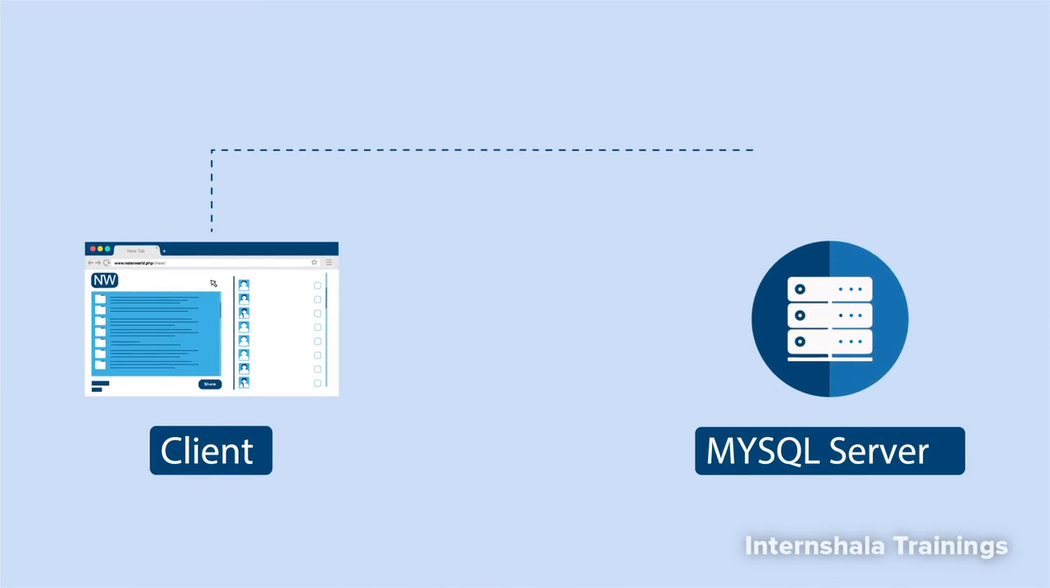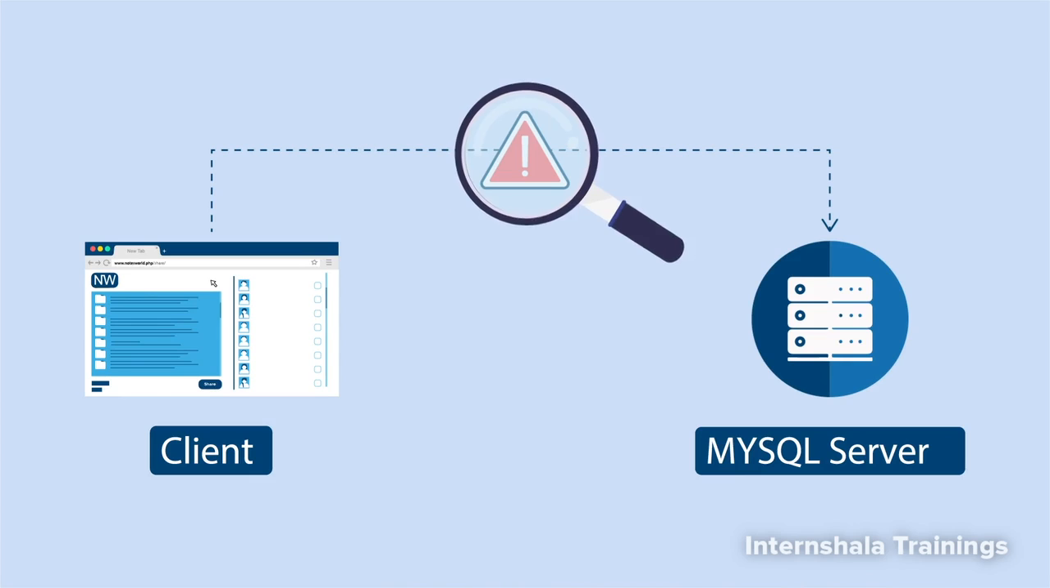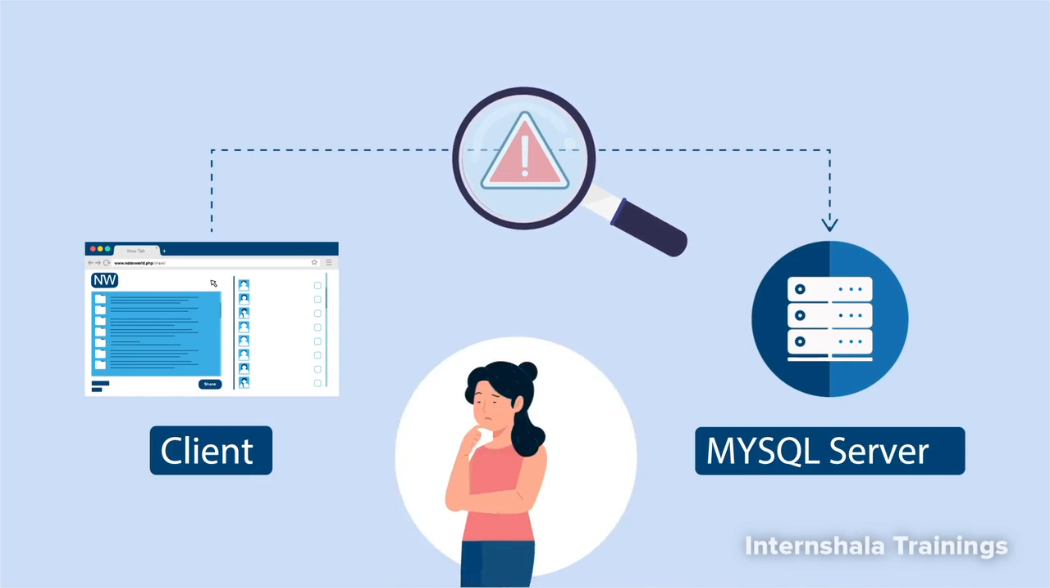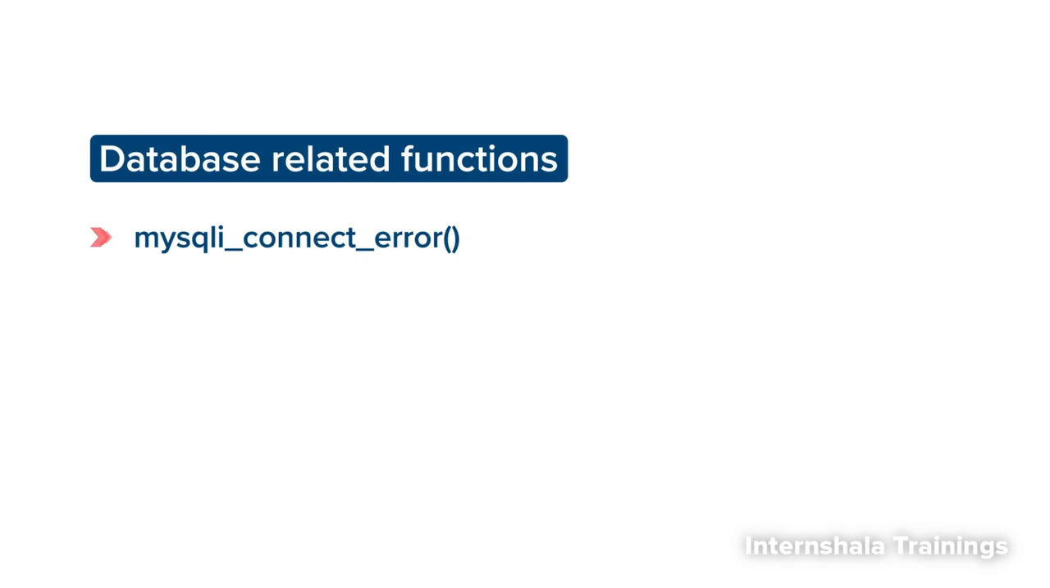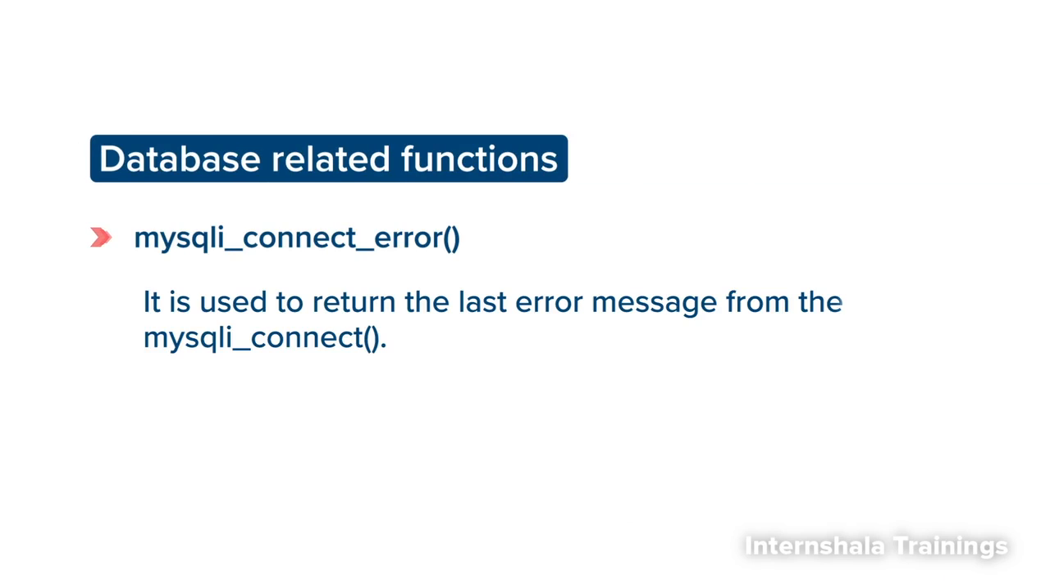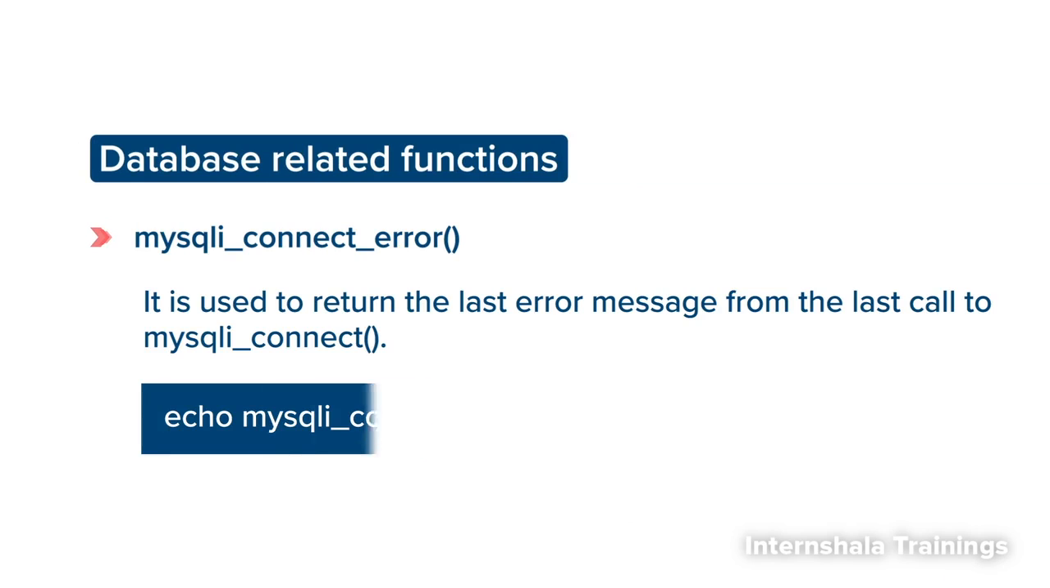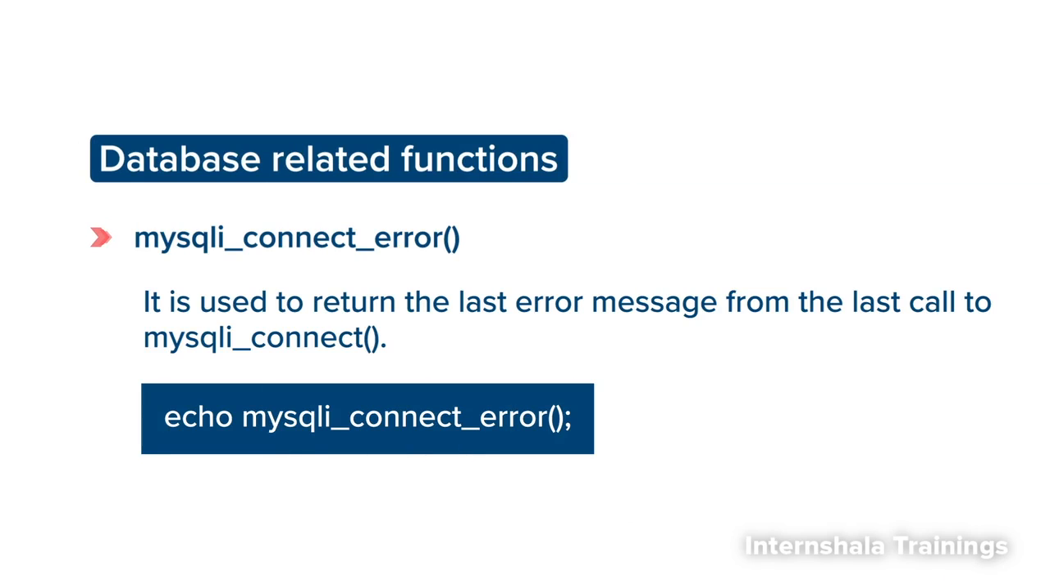Suppose we could not establish the connection with the MySQL server. To establish the connection, we first need to identify the issue. So, is there any function in PHP that can help us to identify the reason? The answer to our question is yes. We have a MySQLi connect error function that returns the last error message from the last call to MySQLi connect. This function returns the value as an error message that describes the error. Also, note that we don't use any parameter to use this function.